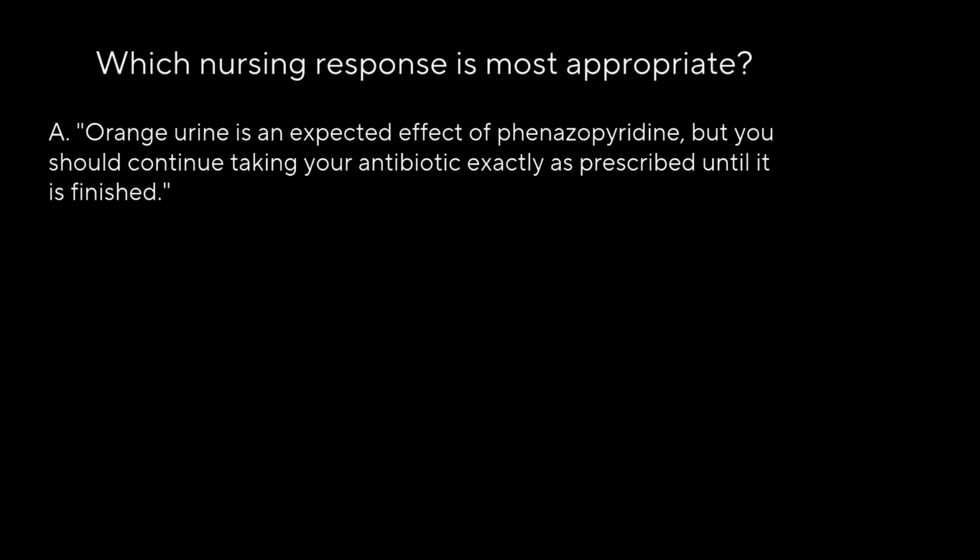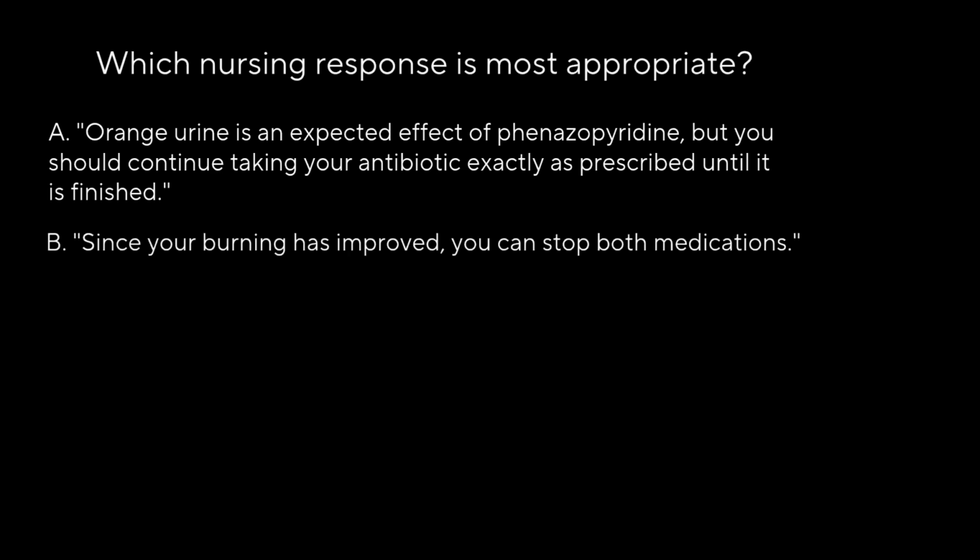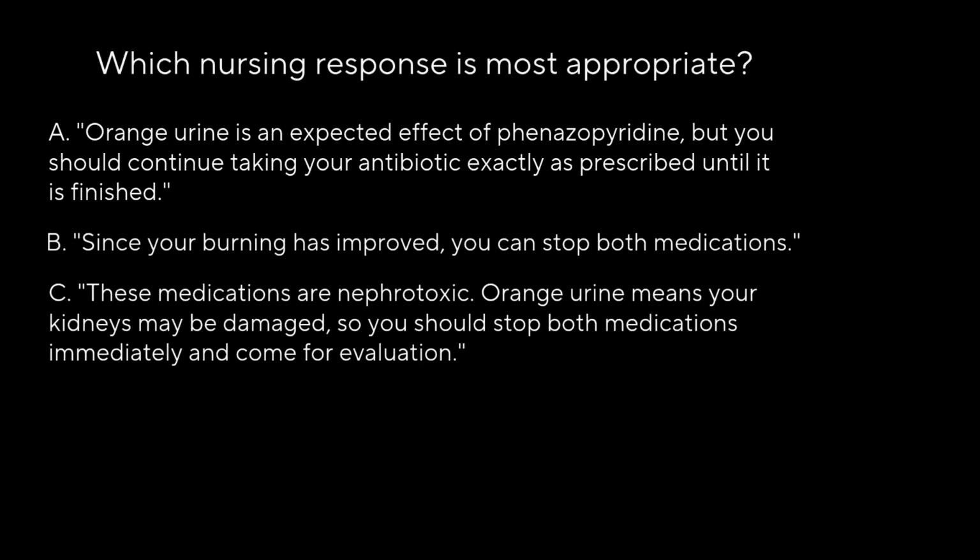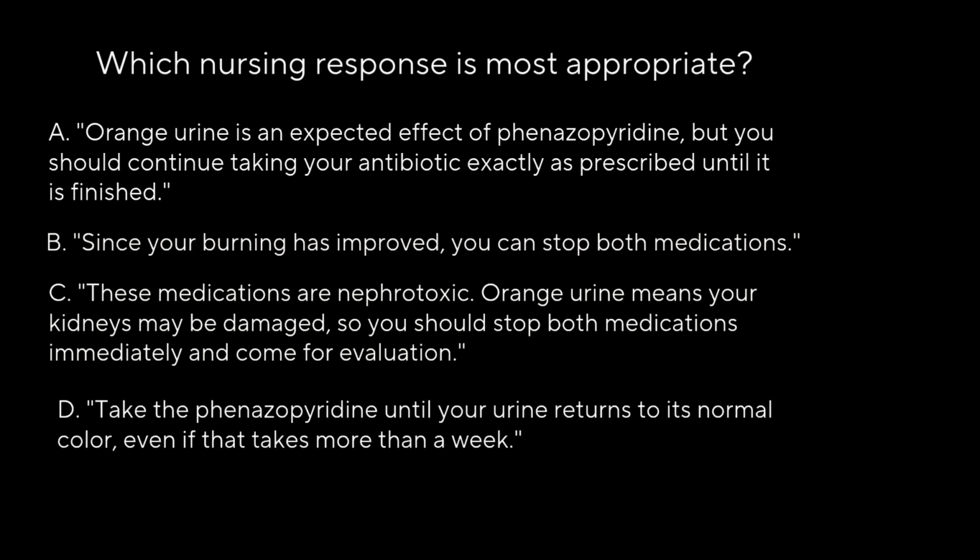A. Orange urine is an expected effect of phenazopyridine, but you should continue taking your antibiotic exactly as prescribed until it is finished. B. Since your burning has improved, you can stop both medications. C. These medications are nephrotoxic. Orange urine means your kidneys may be damaged, so you should stop both medications immediately. D. Take the phenazopyridine until your urine returns to its normal color, even if that takes more than a week.